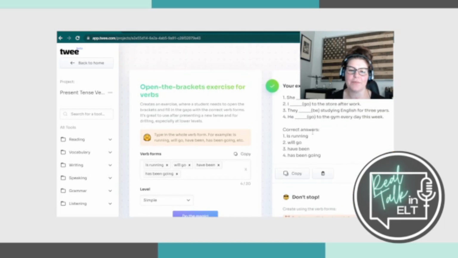Okay, so the first example is running, and we have she, a space, run in parentheses in the park. So she is running. I mean, it probably needs some contextualization, and hopefully you'll do that within your lesson. And then the next one, number 2, I space go in parentheses to the store after work. So I will go to the store after work. The third one, they space with be in parentheses studying English for 3 years. They have been studying English for 3 years.